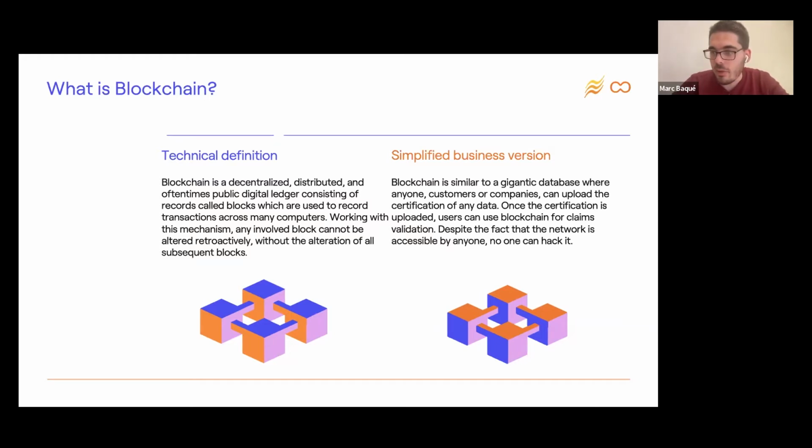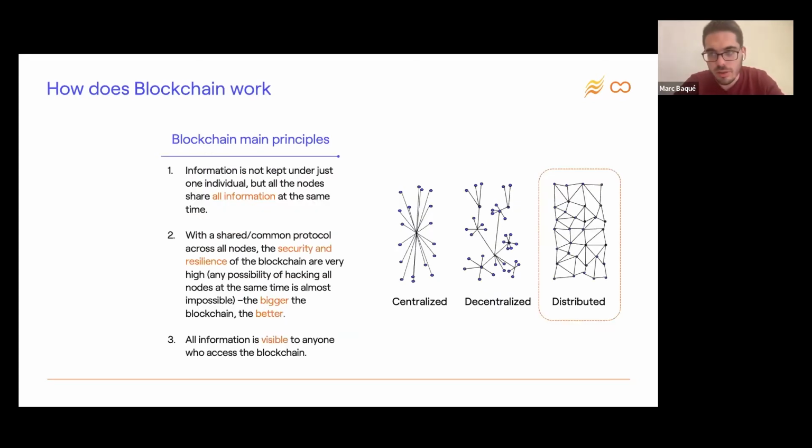So despite the fact that the network is accessible by anyone, it's mathematically secure by introducing the concept of distributed, or decentralized, technology. What does it mean? Basically, the information is not kept by an individual or a single entity, like a company. All the information goes across different nodes, which are basically computers or servers, that store all the information repeatedly. So you are resilient to different attacks. For example, if one goes down, you have all the other ones that can provide this information. So it's resilient to one node deciding to go down.